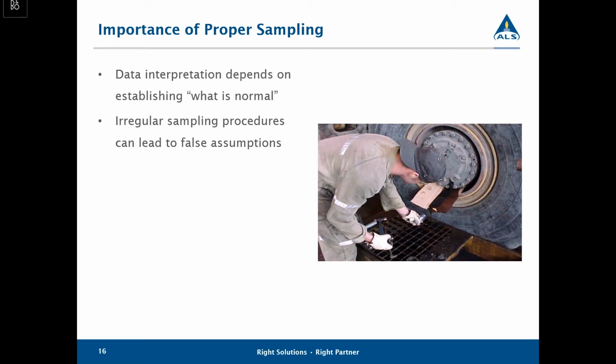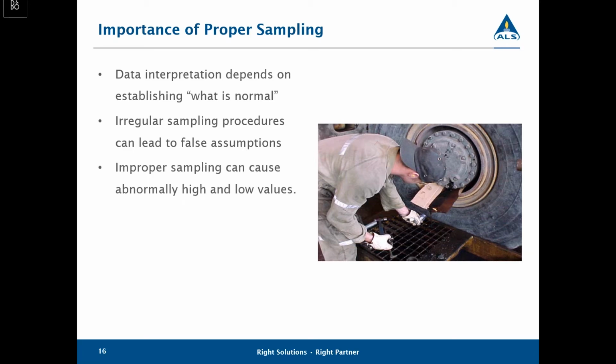This kind of goes into what I just said. Irregular sampling procedures can lead to false assumptions. A big one is running the aircraft before taking the sample. Those metal particles in the oil are going to settle. They're going to fall out of suspension and eventually settle at the bottom of the sump of that engine. When you take that sample, if you don't warm up that engine, that initial oil that starts to flow out is going to have a very, very high concentration of wear particles, which is going to appear very abnormal or severe in an oil analysis report. It's not representative of the engine whatsoever, but it's very hard for us to know that if that sample is not taken in a good, regular fashion.